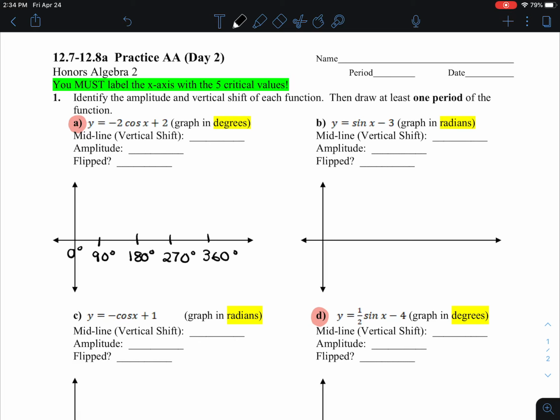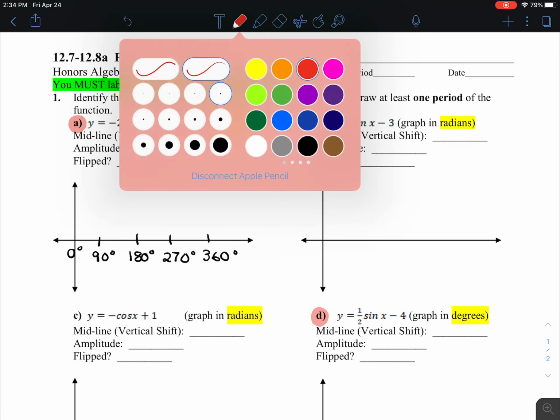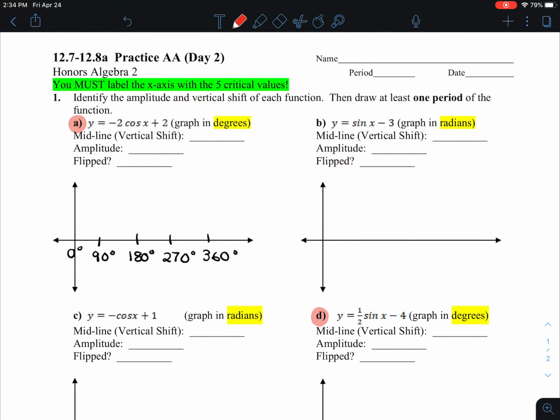Most of you are also labeling the y-axis. That needs to be labeled as well. So here we are going to identify the midline as being the 2. I'm going to put that on the line here for midline. Here's what I'm talking about labeling. You're going to put that dashed-dotted midline across from 2.